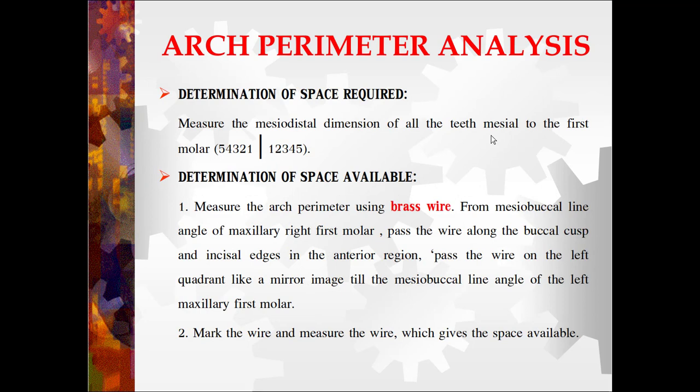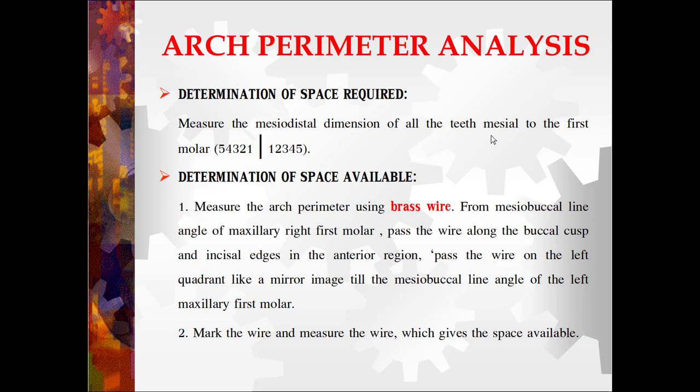Now determination of space required. All the teeth mesial to first molar, the mesodistal widths are calculated and they are summed up. That is from second premolar on one side to the second premolar of the other side. The mesodistal widths are taken and they are summed up. How to calculate space available?